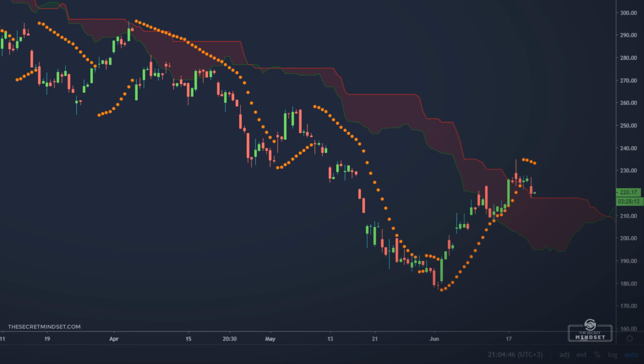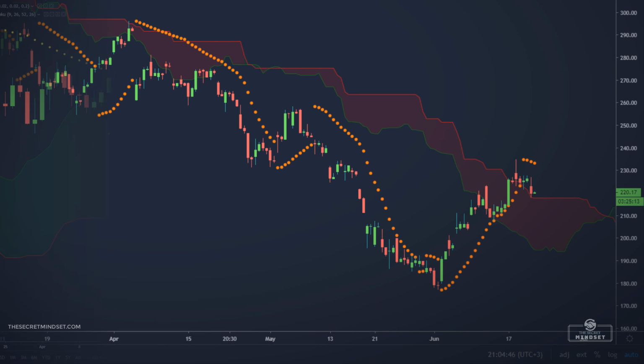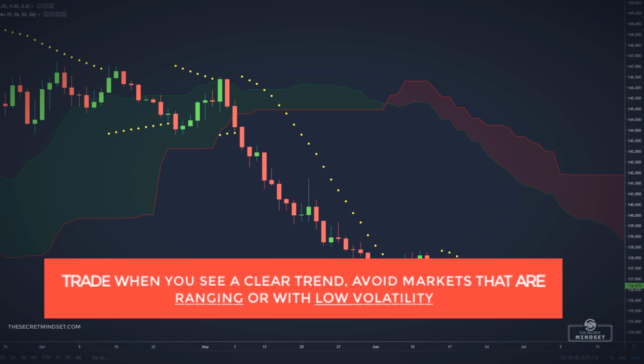And now we are in a possible buy mode because the price is above the cloud. We just have to wait for a dot to be formed below the price. Keep in mind that these signals occurred in the past 6 months because we trade the higher time frames. So you just have to be patient and wait for the right moment, and don't be discouraged if you get 1 or 2 losing trades in a row. Of course, try to trade when you see a clear trend and avoid markets that are ranging or with low volatility.